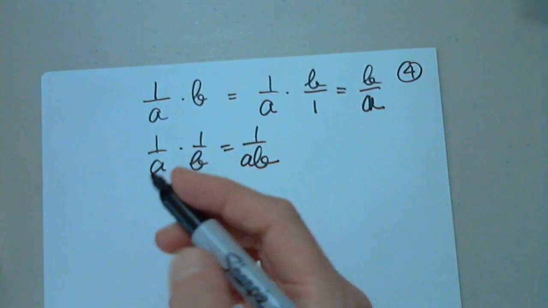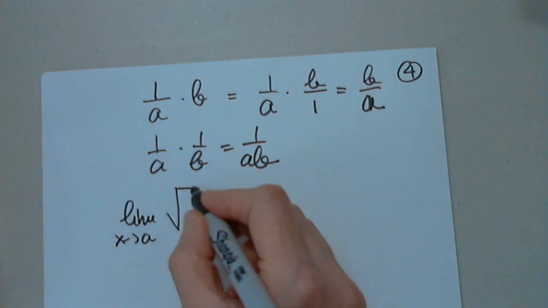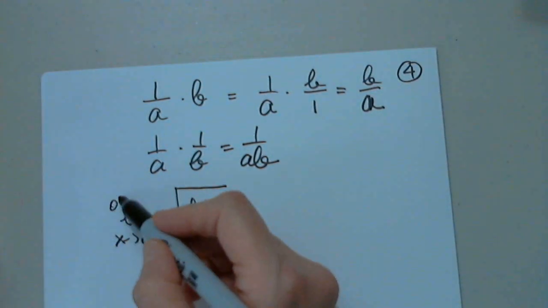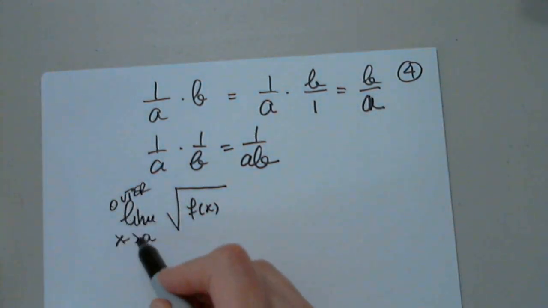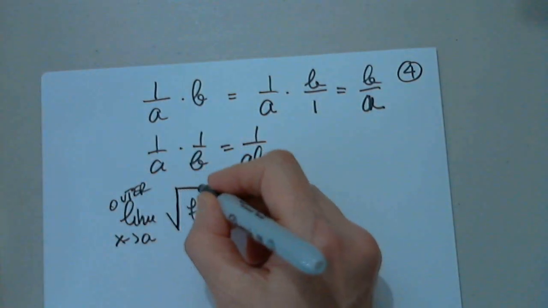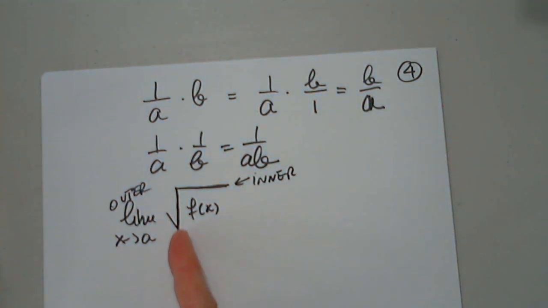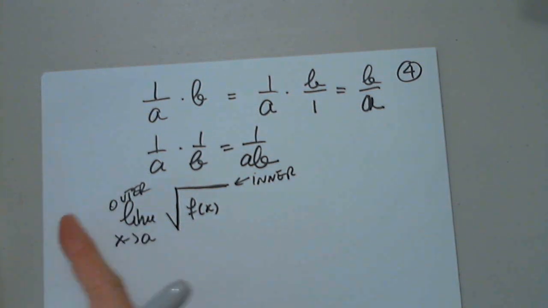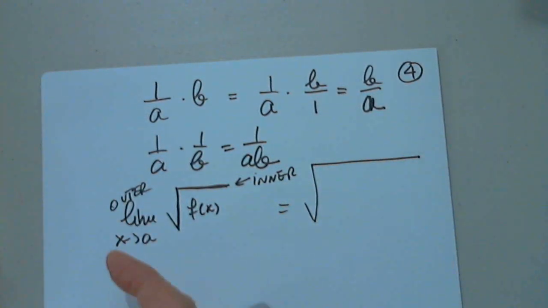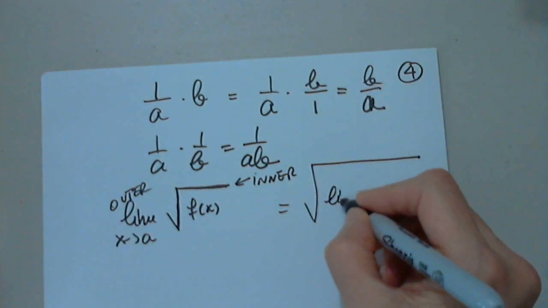I will just pick one. We had the limit as x approaches a of the square root of f of x. This is the outer operator, saying the tendency of this, and this is the inner operator. Because the function is continuous, I can take the square root operator outside and make it the outer, and I can take the limit inside close to the function.